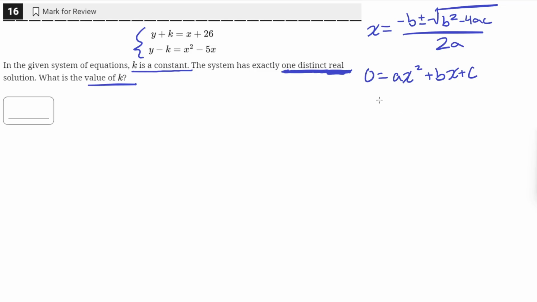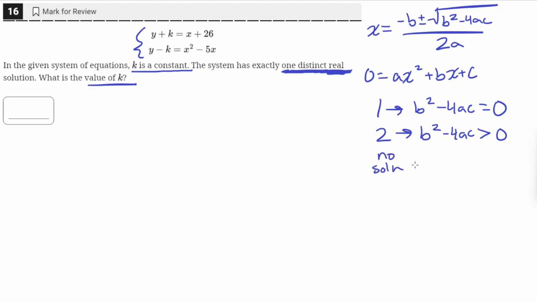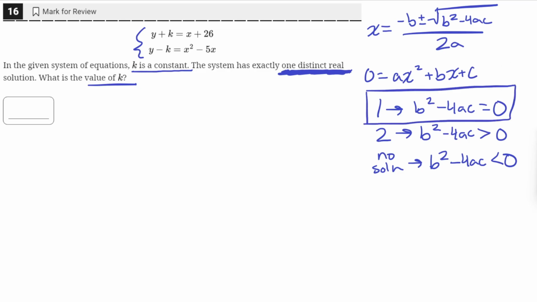So if there is one real solution, the discriminant, b squared minus 4ac, is equal to 0. If there are two real solutions, b squared minus 4ac is greater than 0. And if there are no real solutions, meaning the solutions are imaginary, then b squared minus 4ac is less than 0. So in this case, we want the case where there is one distinct real solution. And that's when the discriminant is equal to 0.